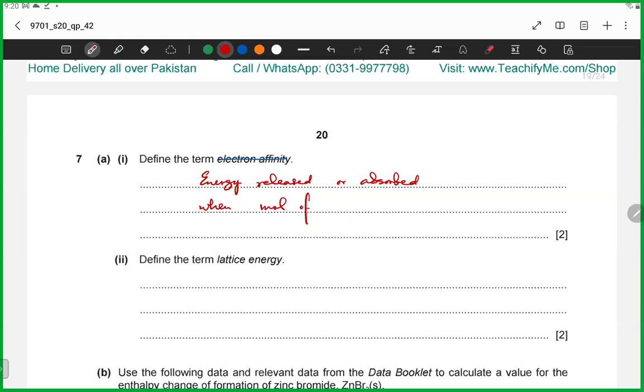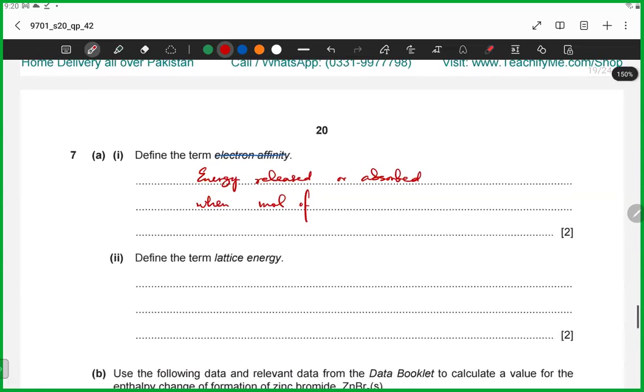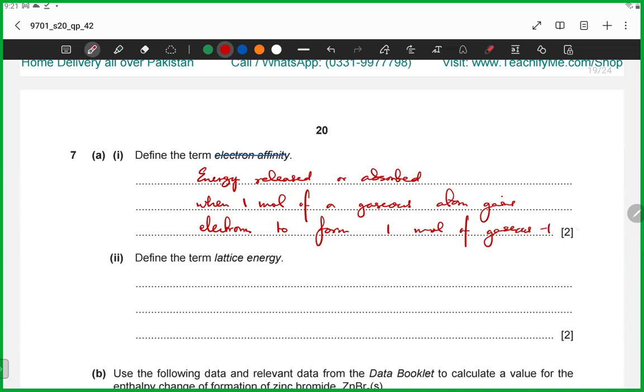Enthalpy has a different meaning. For example, enthalpy of formation, right? They're going to ask the meaning of what that means. So it's energy released or absorbed when 1 mole of a gaseous atom gains electrons to form... Can you just say form energy change? Released or absorbed is basically energy change.